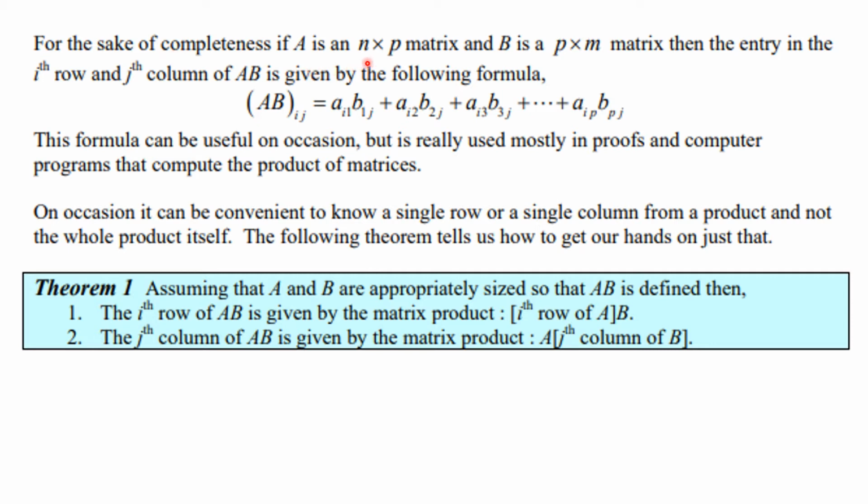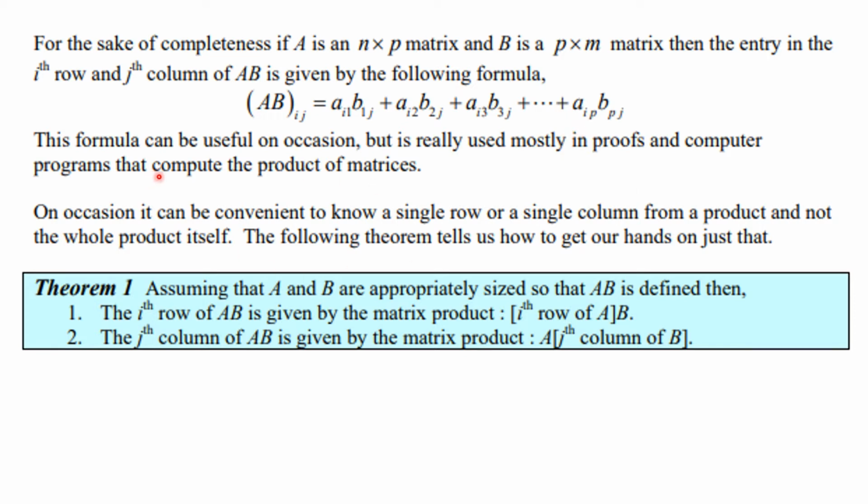So for the sake of completeness, if A is an n by p matrix, n rows and p columns, and B is a p by m matrix, p rows and m columns, then the entry in the ith row and jth column of AB is given by the formula. The ijth entry in the product is the sum, and notice that we're summing on p, so we get 1, 1 here, 2, 2 here, 3, 3 here. So it is a_i1 b_1j plus a_i2 b_2j plus a_i3 b_3j plus, and so on and so forth, plus a_ip b_pj.